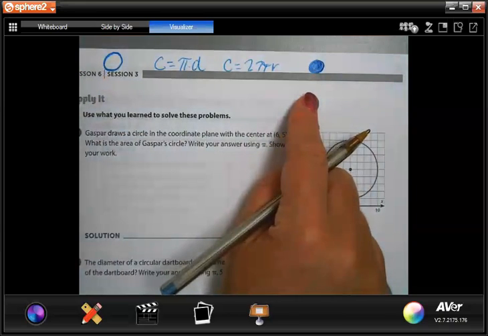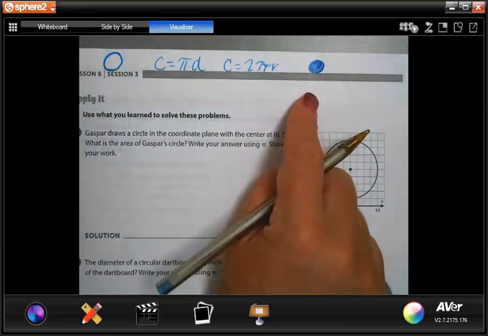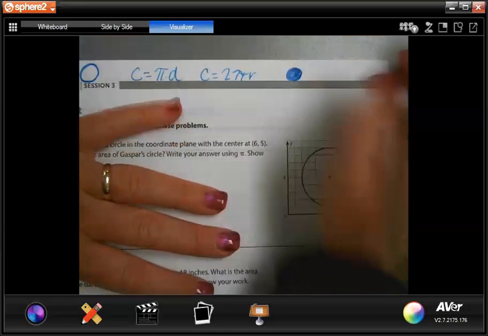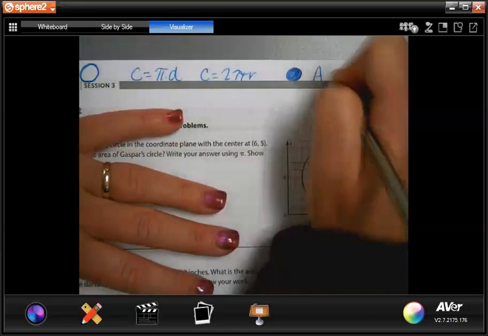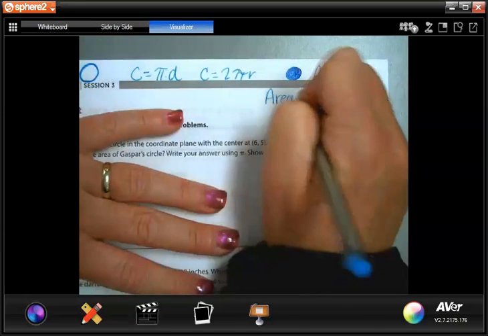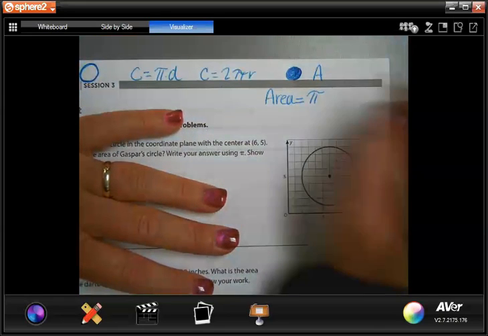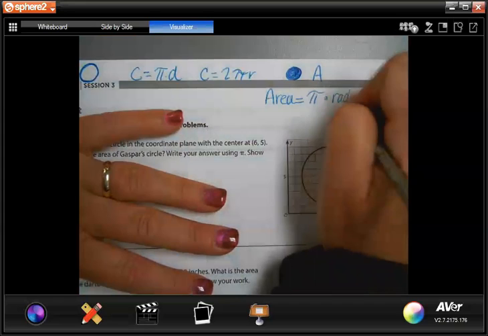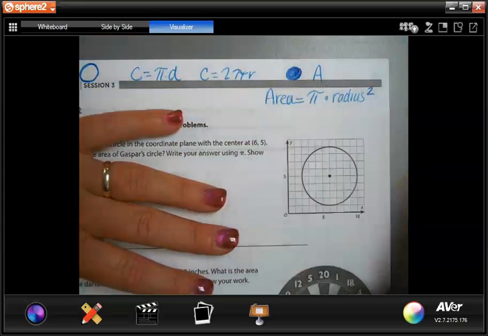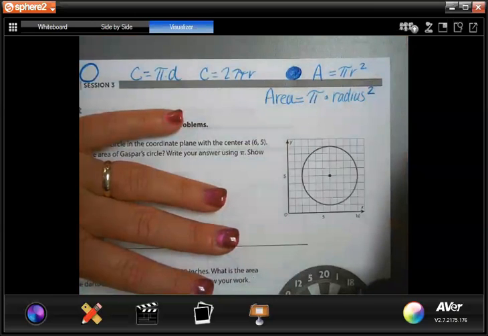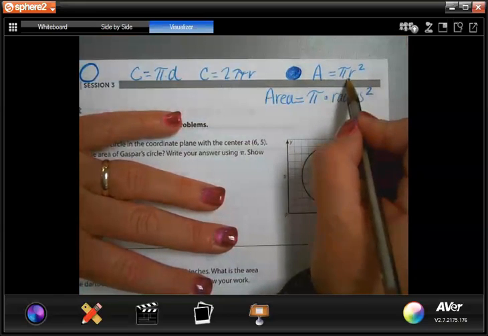So here, I'm just going to give you guys the formula, the formula to find the area of any circle, no matter what size it is. Area equals pi, because we found out that pi pretty much goes with every circle, times the radius squared. So A equals pi r squared. Okay, area equals pi times radius squared.